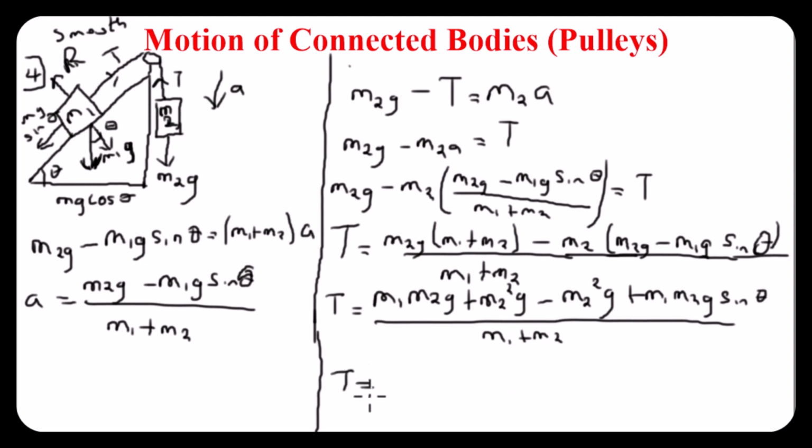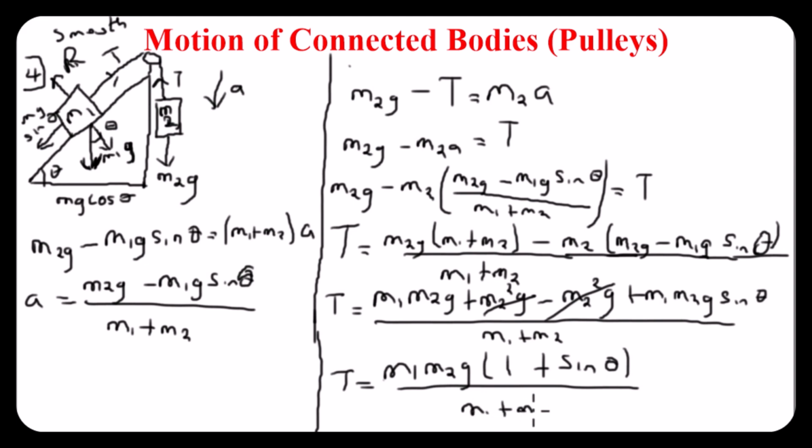Now, in the expression for tension, you can say this cancels out. Here I have m1 m2 g, here I have m1 m2 g. So it must mean I can factorize that outside, such that I have m1 m2 g. If we take this divided by this, we'll be left with 1 plus sine theta, everything divided by m1 plus m2. So we've successfully computed the expression for the tension in this system.